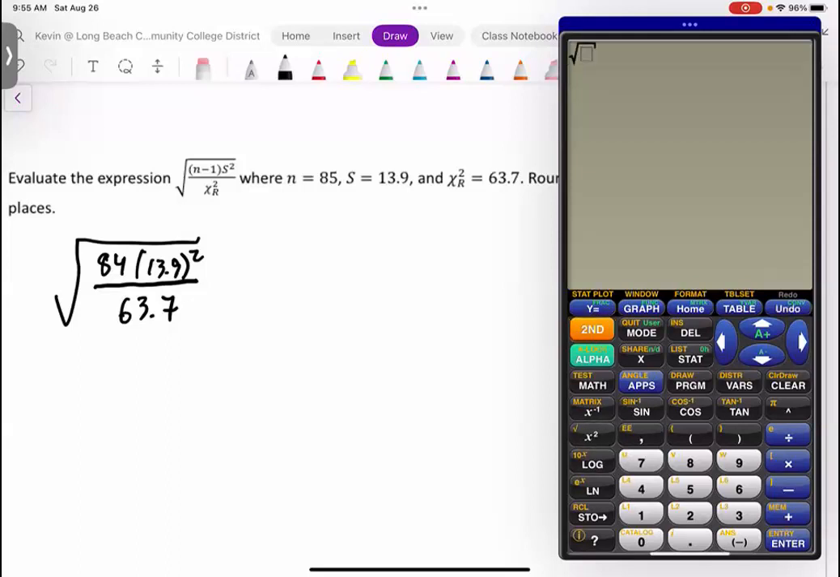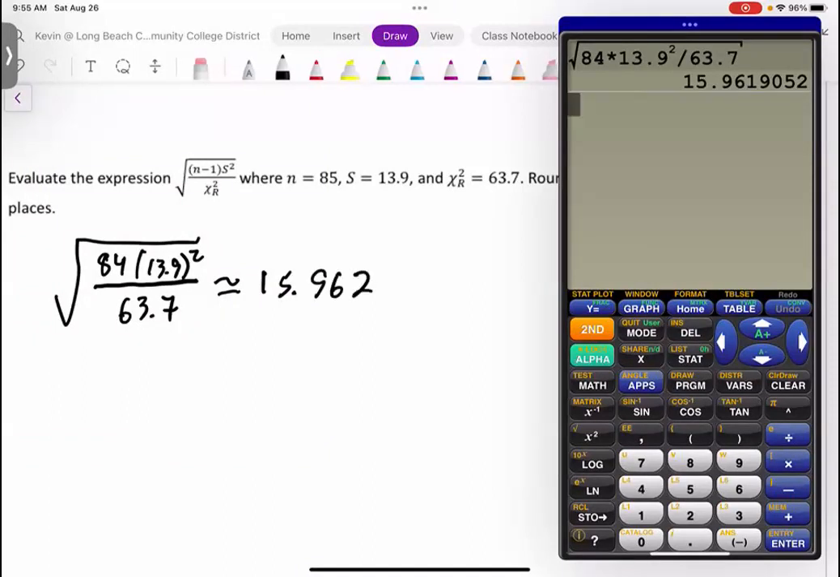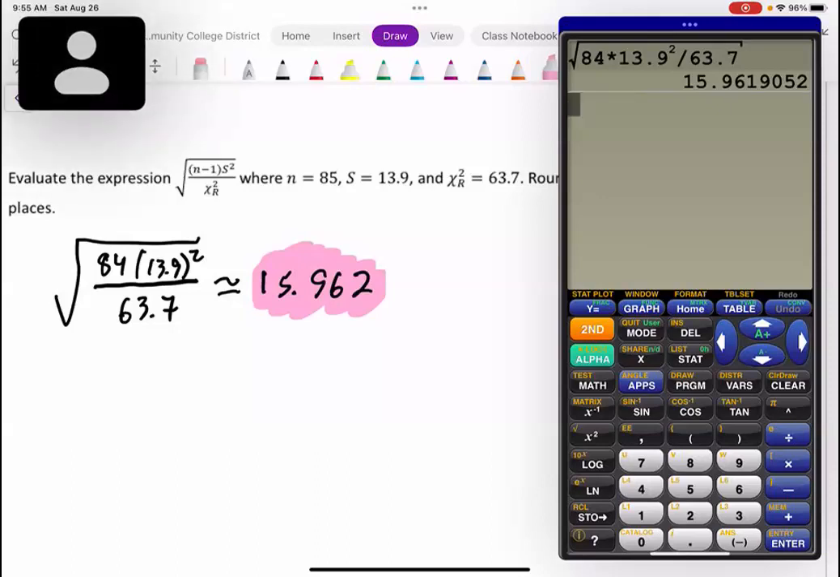Now again, your interface may look very different from mine, but the process should still be the same. I'm getting, it's about 15, and it says 3 decimal places, 962. That is going to be my final answer. So make sure you practice this with your calculator as much as you can. This is a learned skill, and I want to thank you all for watching this video.